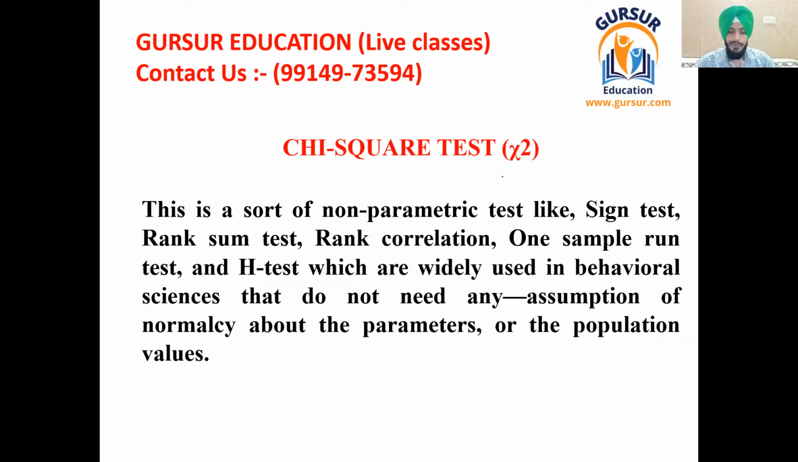So now we move further. So there are other non-parametric tests like sign test, rank sum test, rank correlation, one sample. These are some names of non-parametric tests which we shall be doing after chi-square test. So that was just a simple description about the chi-square test. Okay. Which is used widely in behavioral sciences, and it does not need any assumption of normalcy about the parameters of the population value.